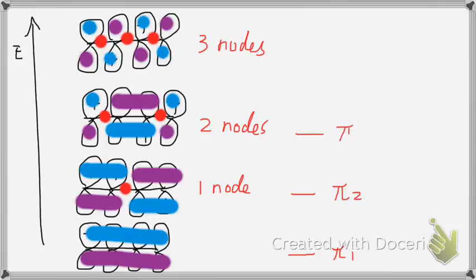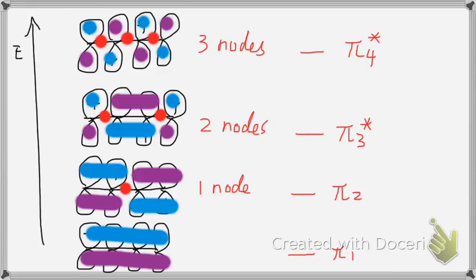We call these four orbitals, from low energy to high energy, the pi 1 orbital, pi 2 orbital, pi 3 star orbital, and pi 4 star orbital. You probably have noticed that for the bonding orbitals, we just use the regular pi 1 or pi 2. For anti-bonding orbitals, we put a star there to indicate it is an anti-bonding orbital.